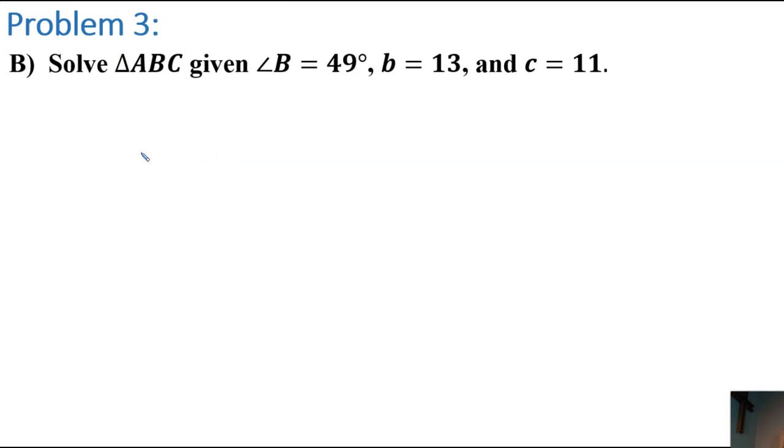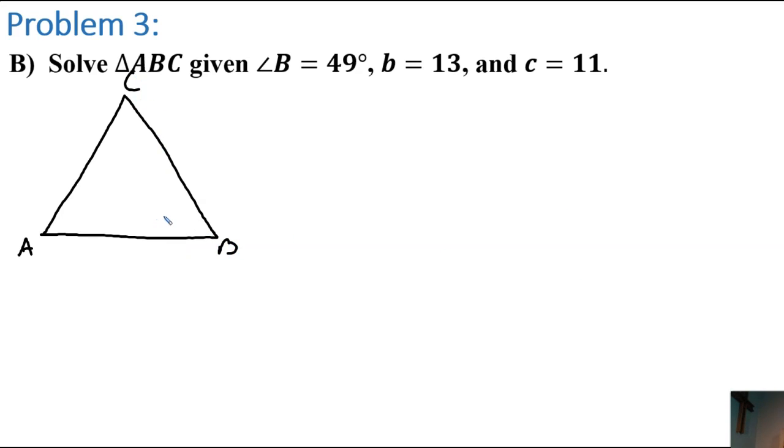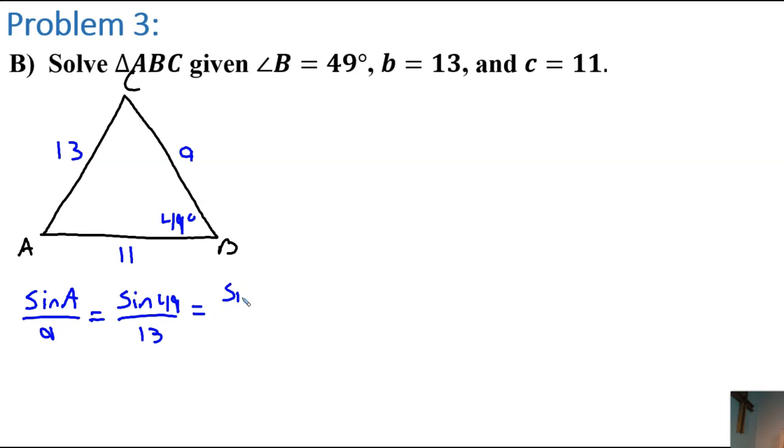All right, so let's run through part B here. Let's draw our triangle up. Let's label what we know. We've got angle B is 49 degrees. We know little b is 13 and little c is 11. Okay, what can I solve here for? We've got sine of A over a. We don't know either of those. We know both of B's though. So I can say sine of 49 over 13 is equal to sine of the big C I don't know over little c 11.